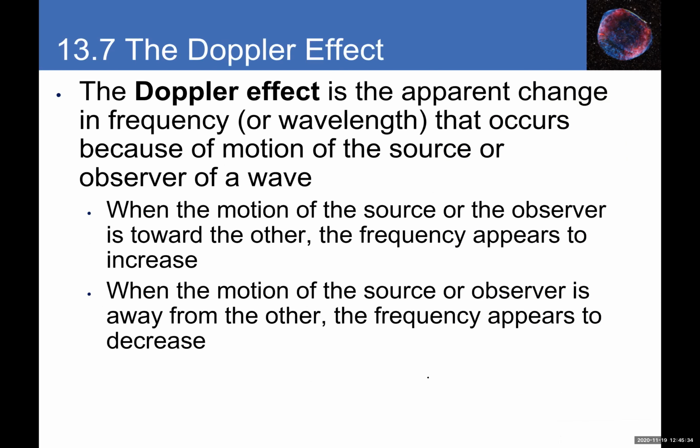Because air molecules can be used to propagate sound, which is a wave with a very specific velocity, we can also have what we call the Doppler effect. It is an apparent change in frequency or wavelength that occurs because of the motion of a source or observer of a wave. When the motion of the source or observer is toward the other, the frequency appears to increase. When the motion of the source or observer is away from one another, the frequency appears to decrease.